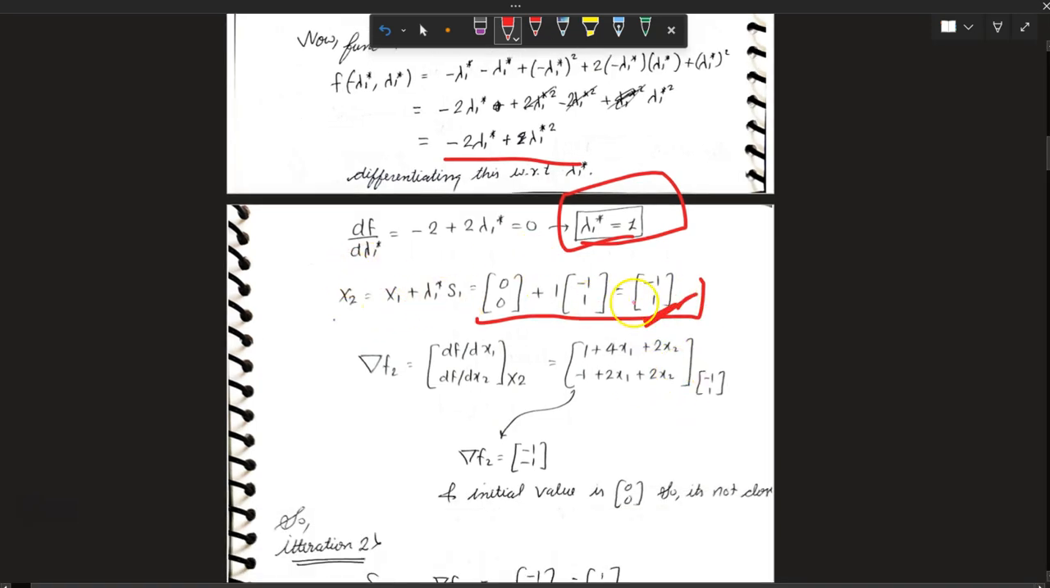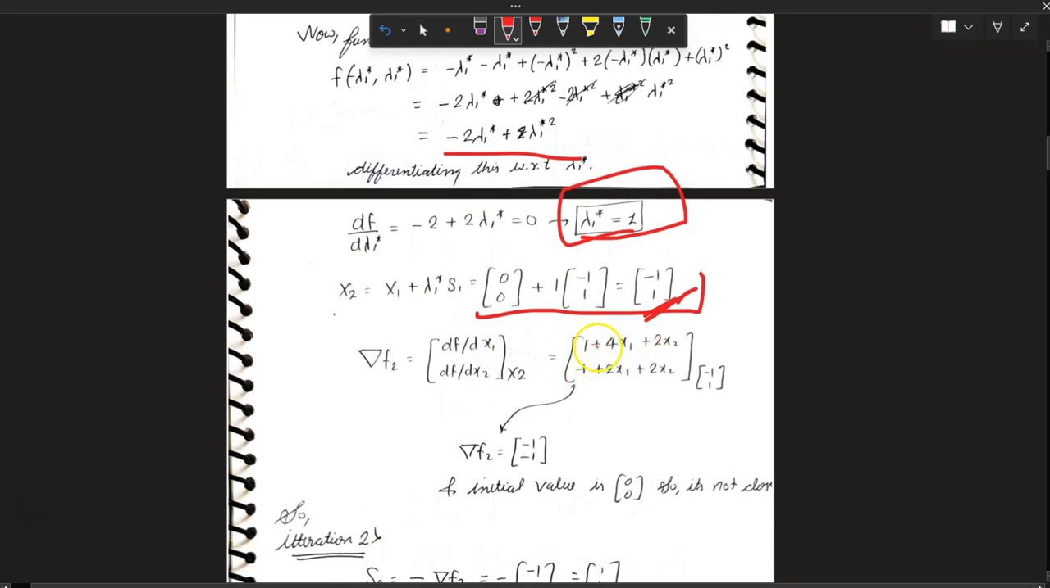Then find the x2 value and then find the gradient of f2. Then you will get df by dx1, df by dx2 at x2. This differential you have solved earlier. Now you have to put the x2 value. What is x2? Minus 1 and 1. You have to put x1 as minus 1, x2 as 1.